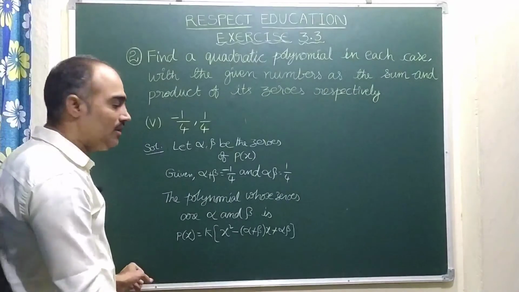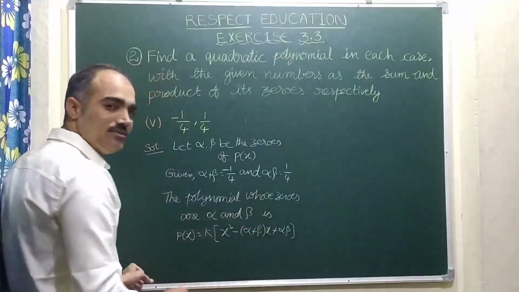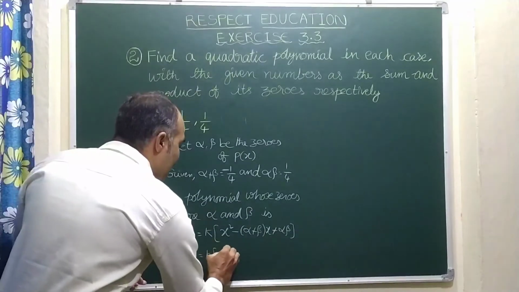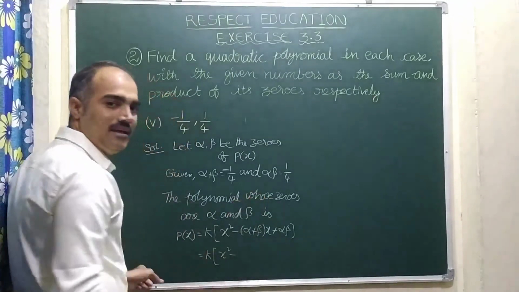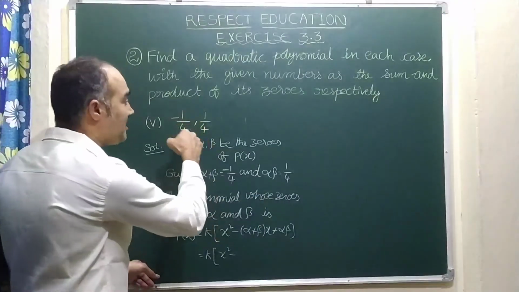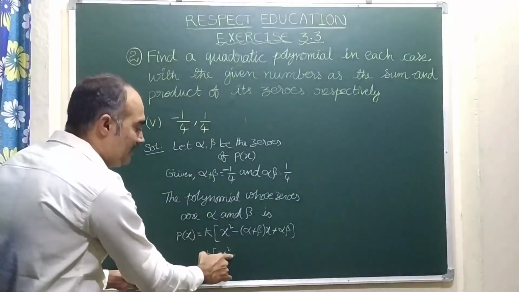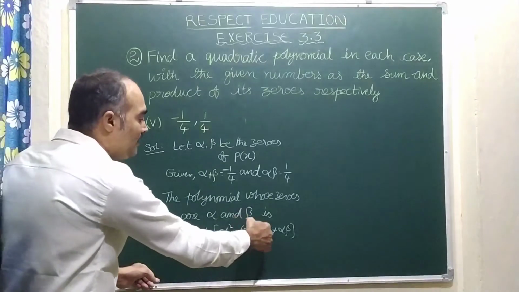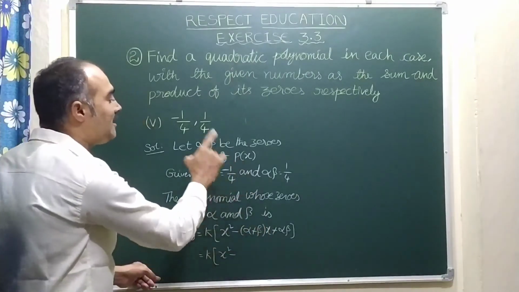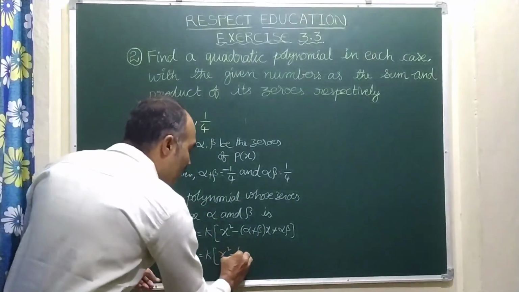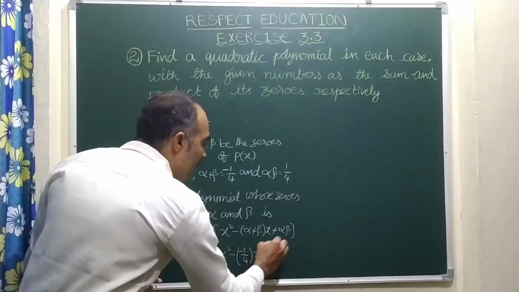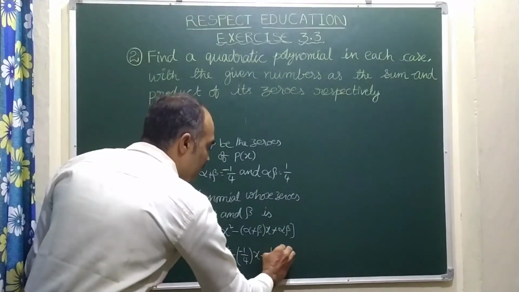Now let us substitute these values in this polynomial. So here k into x square minus alpha plus beta is minus 1 by 4. See here, this minus indicates the minus what is there in the formula, and in place of alpha plus beta it itself has minus again. So here I maintain bracket. So minus 1 by 4 times x plus alpha beta is 1 by 4.